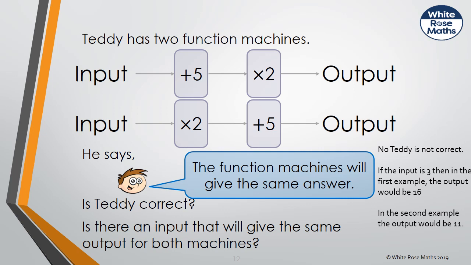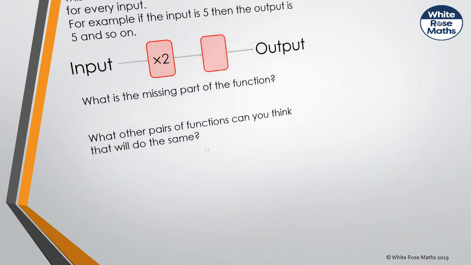So, answer shown on screen, just an example of how you might have written it. No, Teddy is not correct. If the input is 3, then in the first example, the output would be 16. So again, just using an example to support whatever answer you have given.